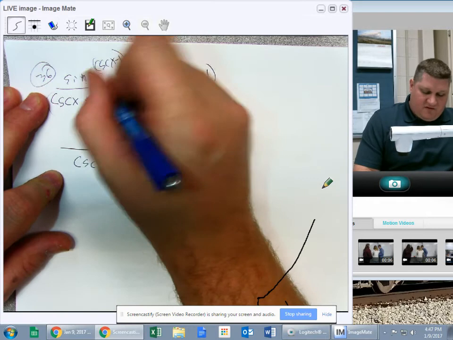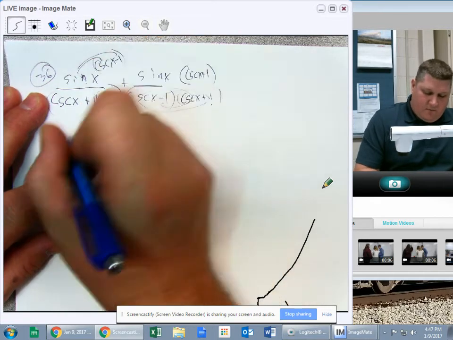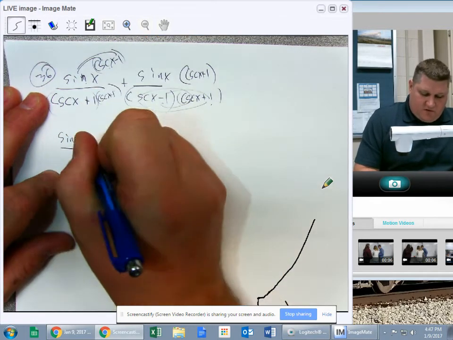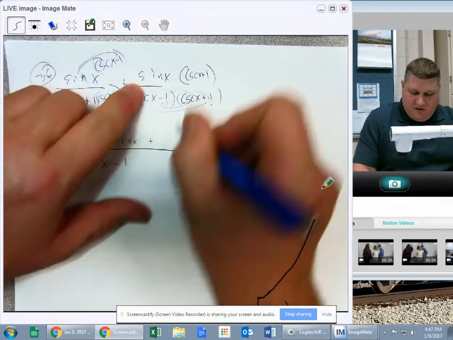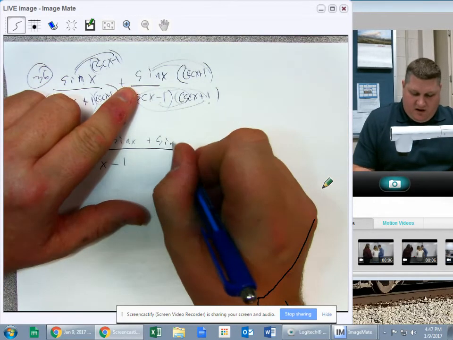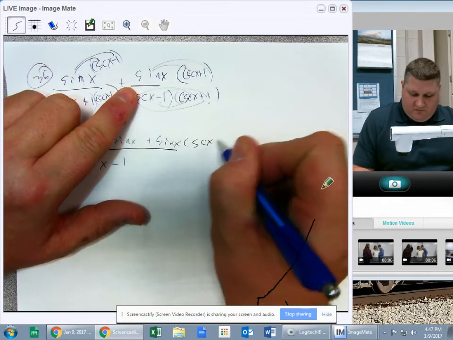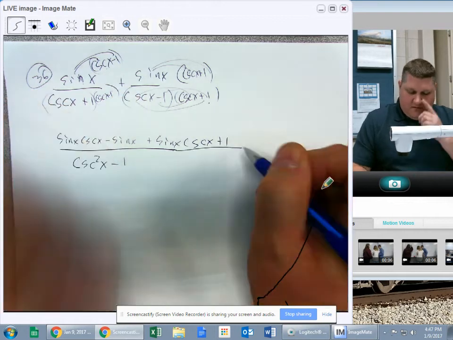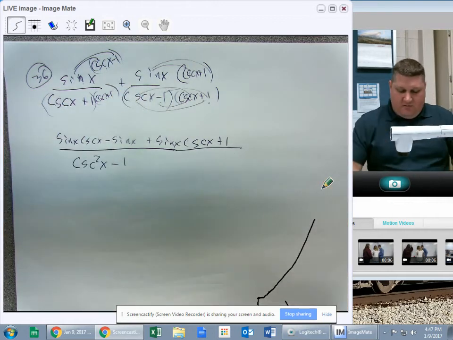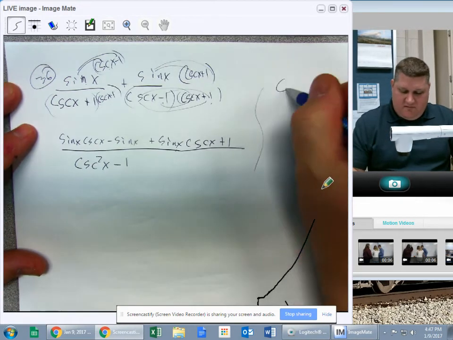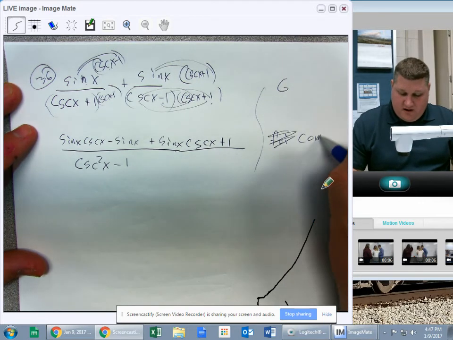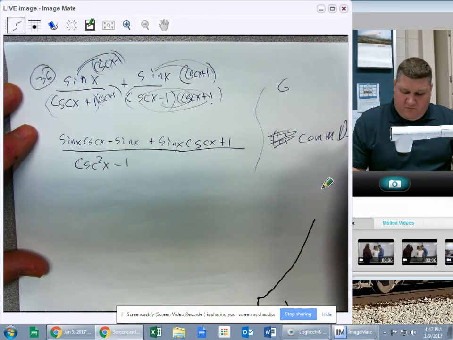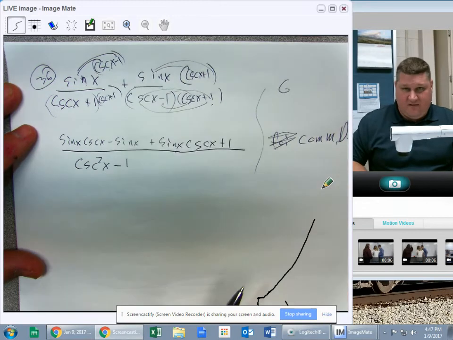I have a 1 times a twofer, so I got to FOIL it out. Sine x cosecant x minus sine x plus sine x cosecant x plus 1. Okay, with that, we're ready to go. And all we have is, nope, actually, sorry, common denominators. I suppose if you FOIL, that would also be accurate because we did a lot of that.